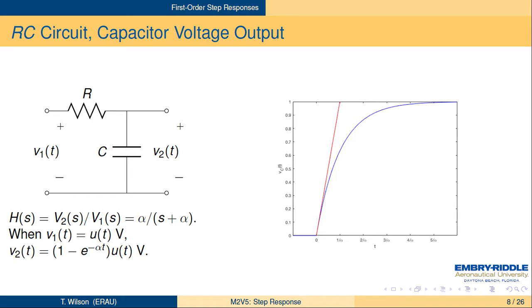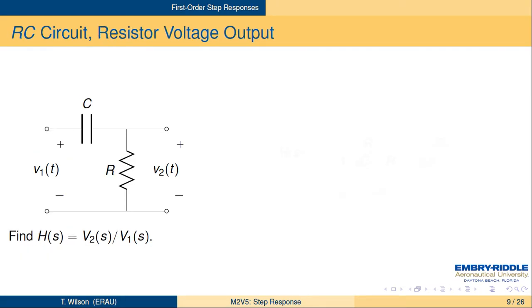You can start someplace else like 2 over alpha, and again, it's going to intercept the final value 1 time constant later. You could also pick a couple of points and measure the values and then say, we know that's an exponential shape and determine the parameters that way. But you can always just take the tangent to the line, which is always going to intercept the final value 1 time constant later. Let's look at the same circuit, but now let's look at the output across the resistor.